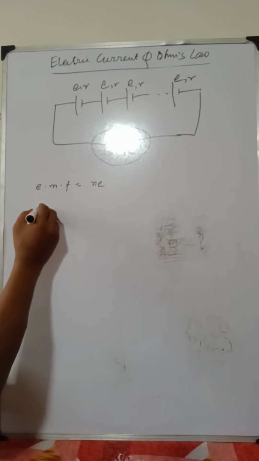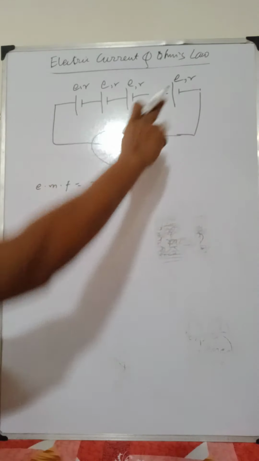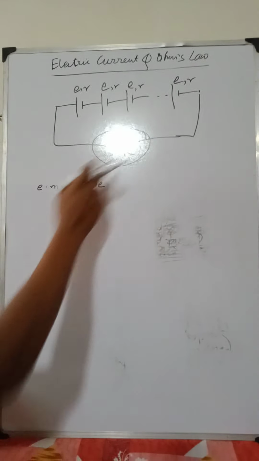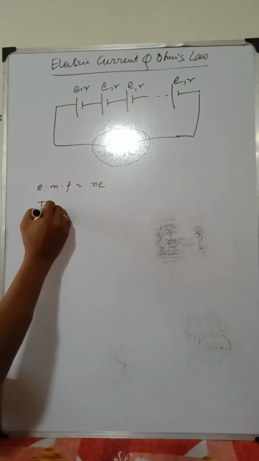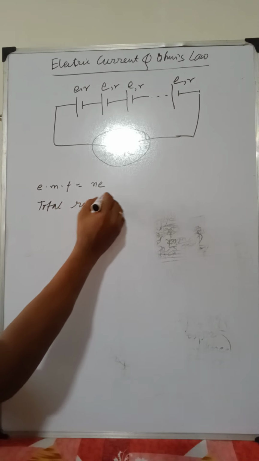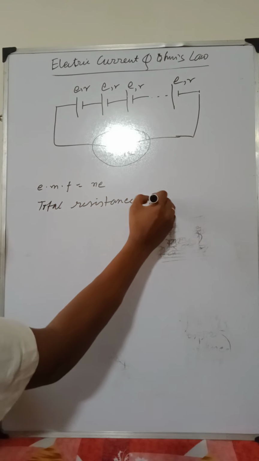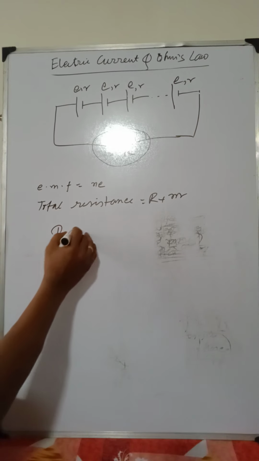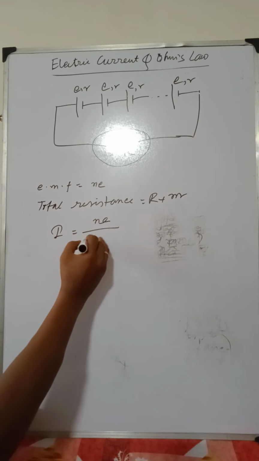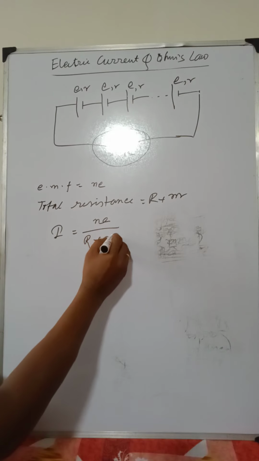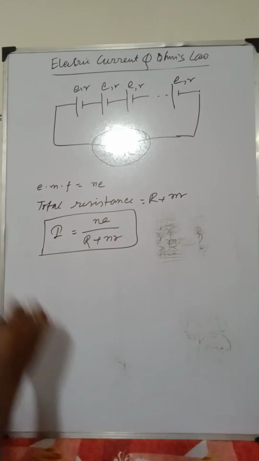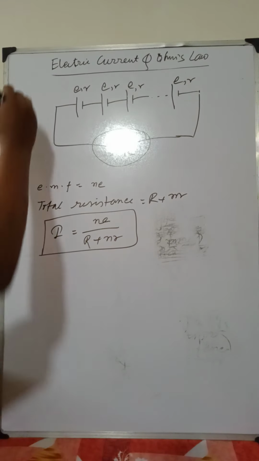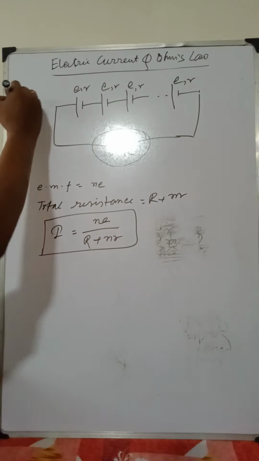And the equivalent resistance: the internal resistances r are connected in series with the capital resistance R, so the total resistance will be R plus nr. So what is the current? Current equals total EMF by total resistance, nE by R plus nr. This is the expression of current for a series combination of cells.